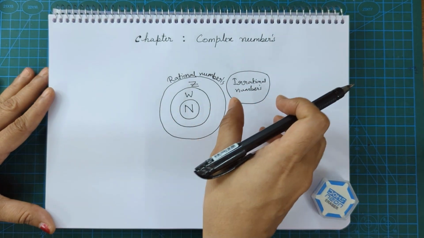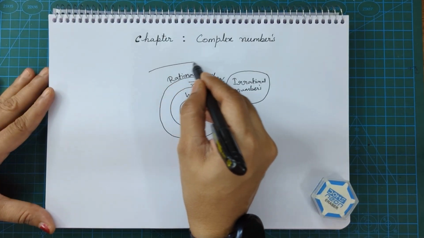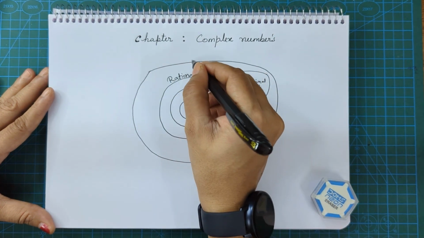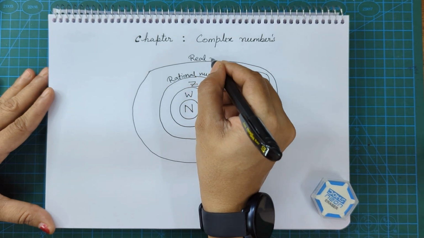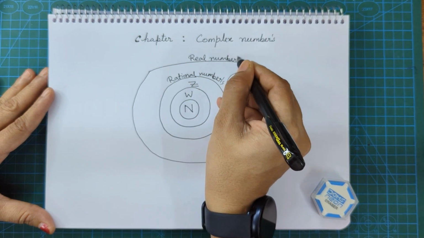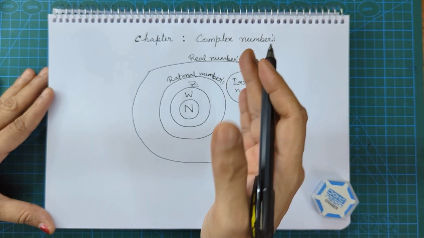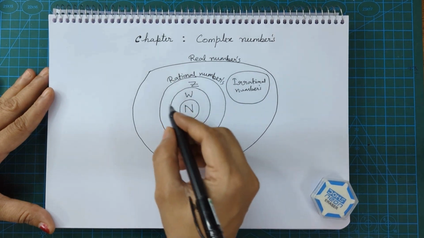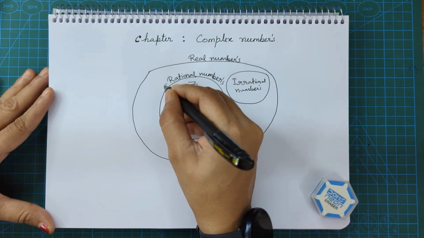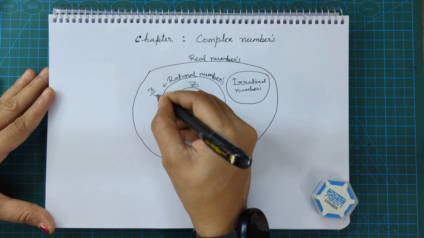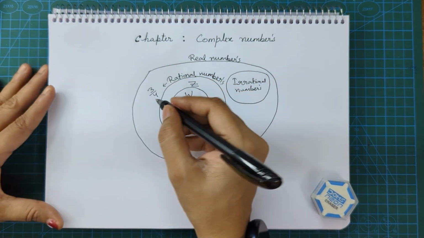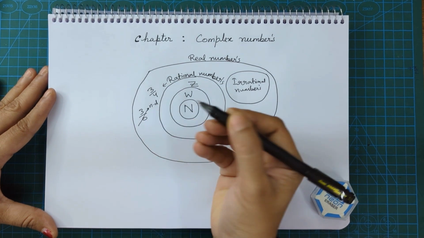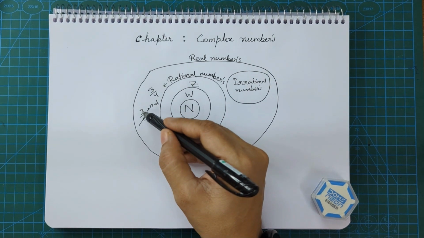The set of rational numbers and the set of irrational numbers are encompassed in the set of real numbers. What are real numbers? Real numbers are all the numbers that really exist. That means rational numbers and irrational numbers do exist. We have seen numbers in the form of p by q, say 3 by 4. This number really exists. But we have not seen a number like 3 by 0. This is not defined.